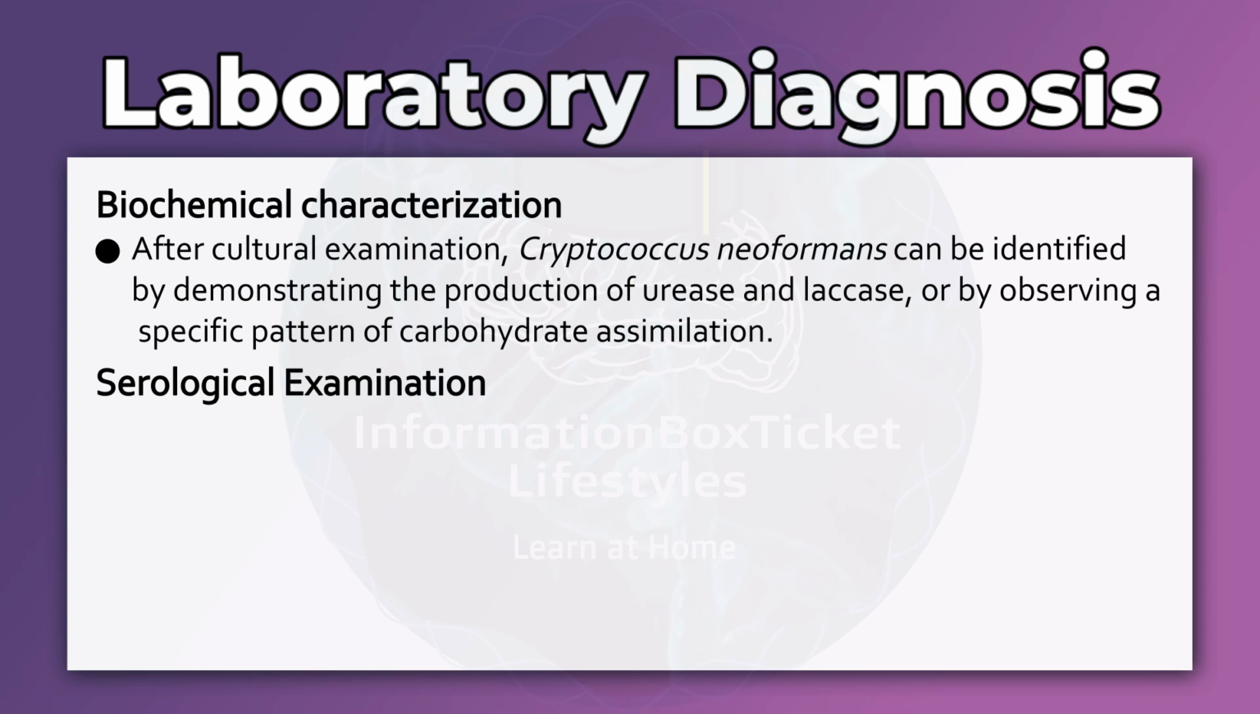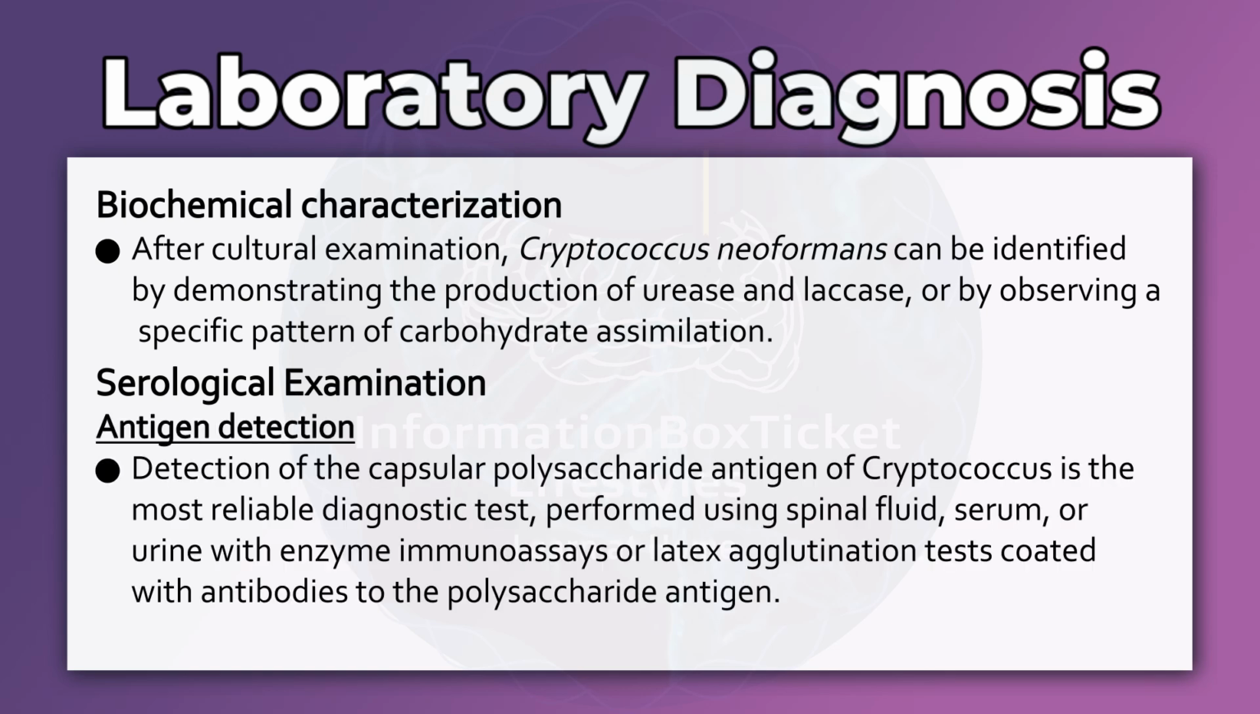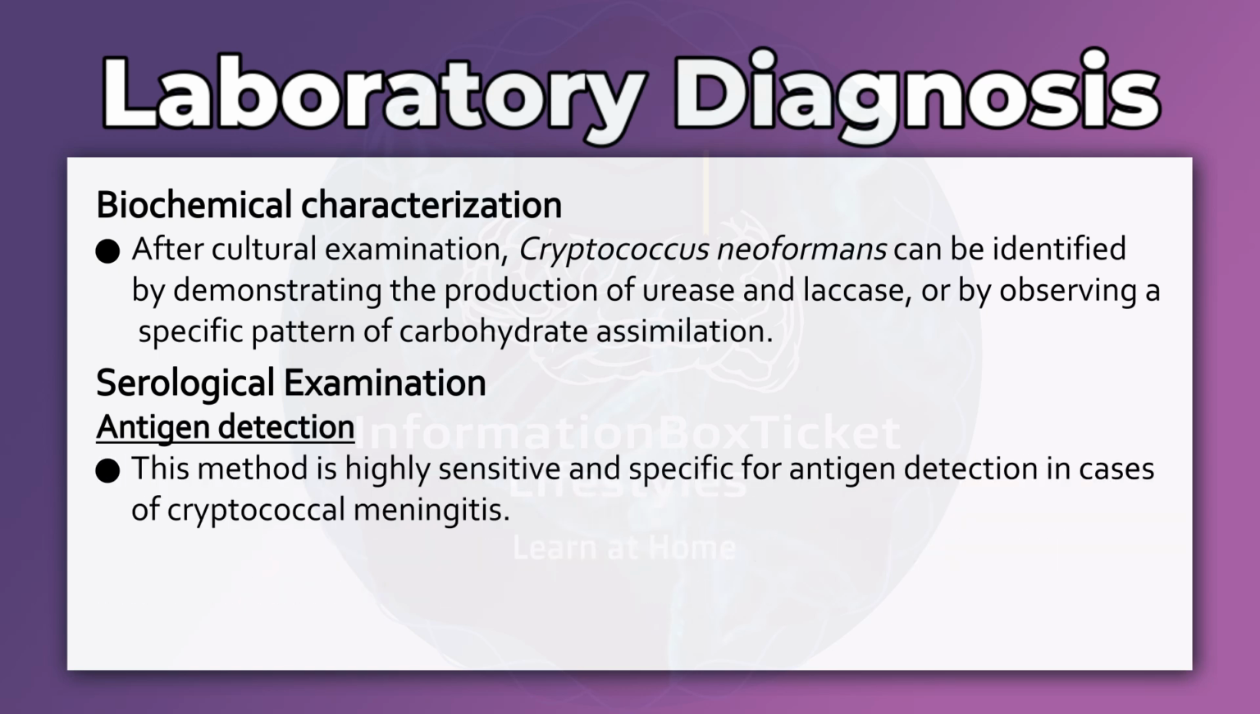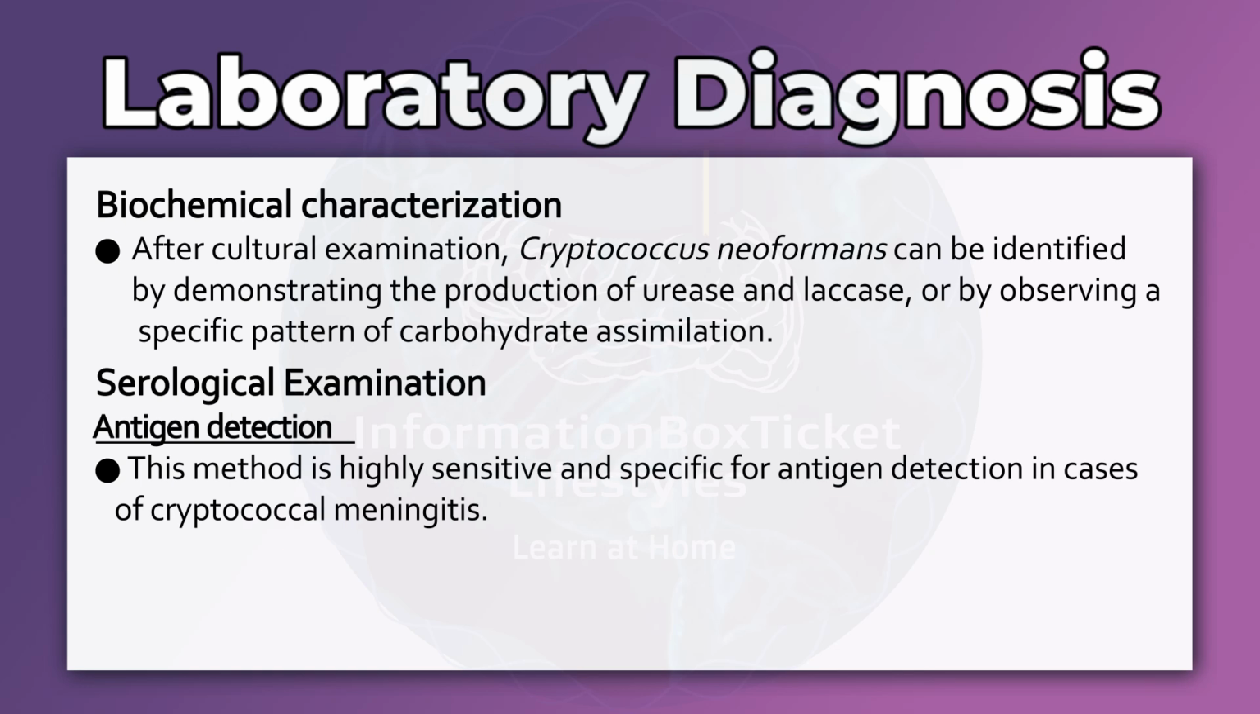Serological examination, antigen detection. Detection of the capsular polysaccharide antigen of Cryptococcus is the most reliable diagnostic test, performed using spinal fluid, serum, or urine with enzyme immunoassays or latex agglutination tests, coated with antibodies to the polysaccharide antigen. This method is highly sensitive and specific for antigen detection in cases of cryptococcal meningitis.